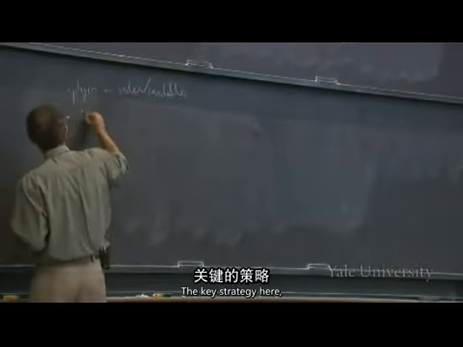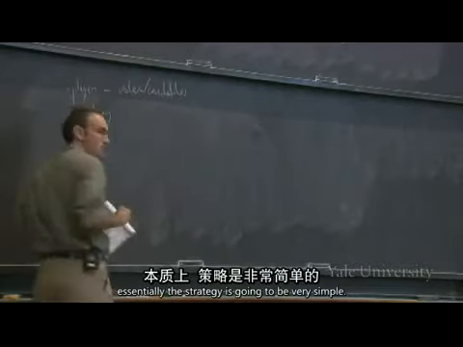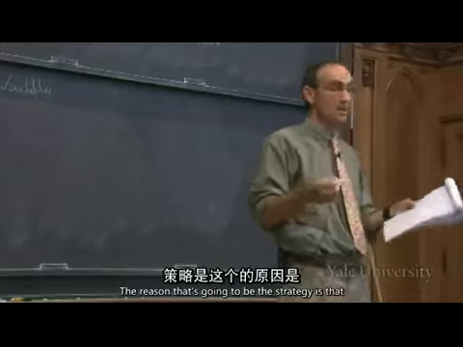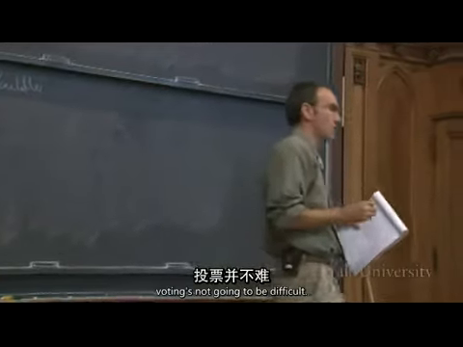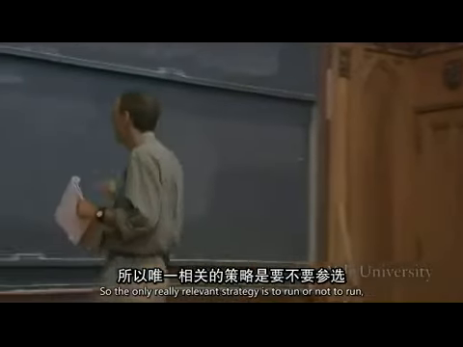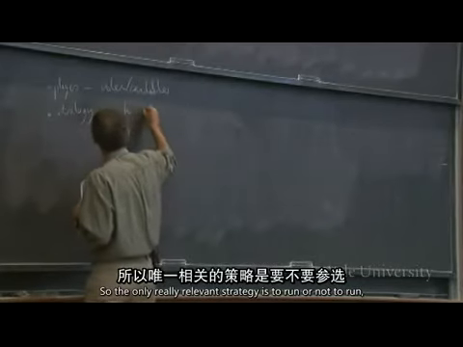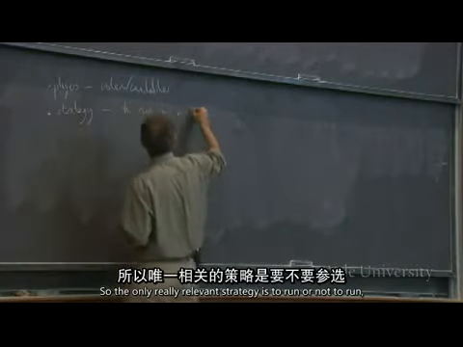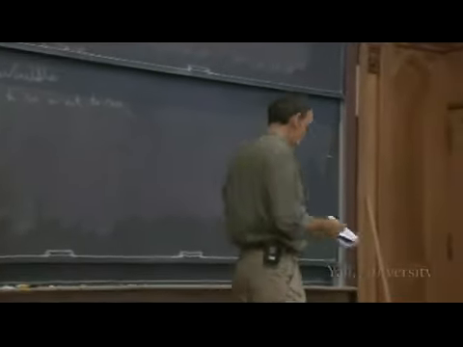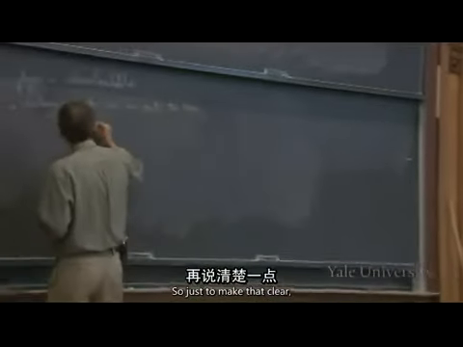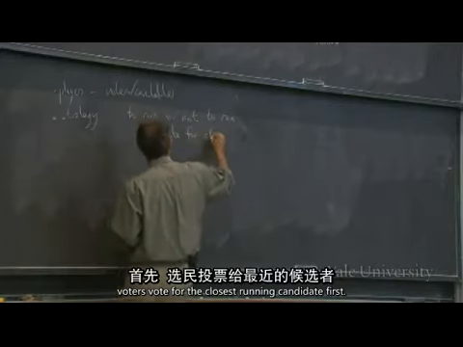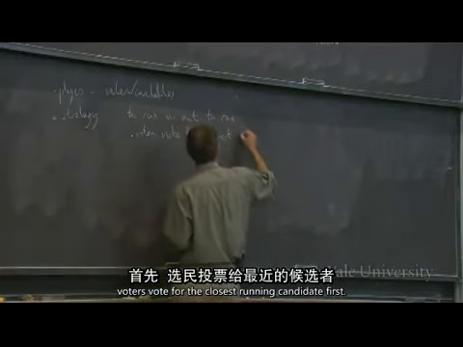And the key strategy here is going to be very simple. The strategy is, do you run or not? The reason that's going to be the strategy is that voting is not going to be difficult. You're always going to end up voting for the candidate who's closest. So the only really relevant strategy is to run or not to run, to stand or not to stand. Just to make that clear, voters vote for the closest running candidate.